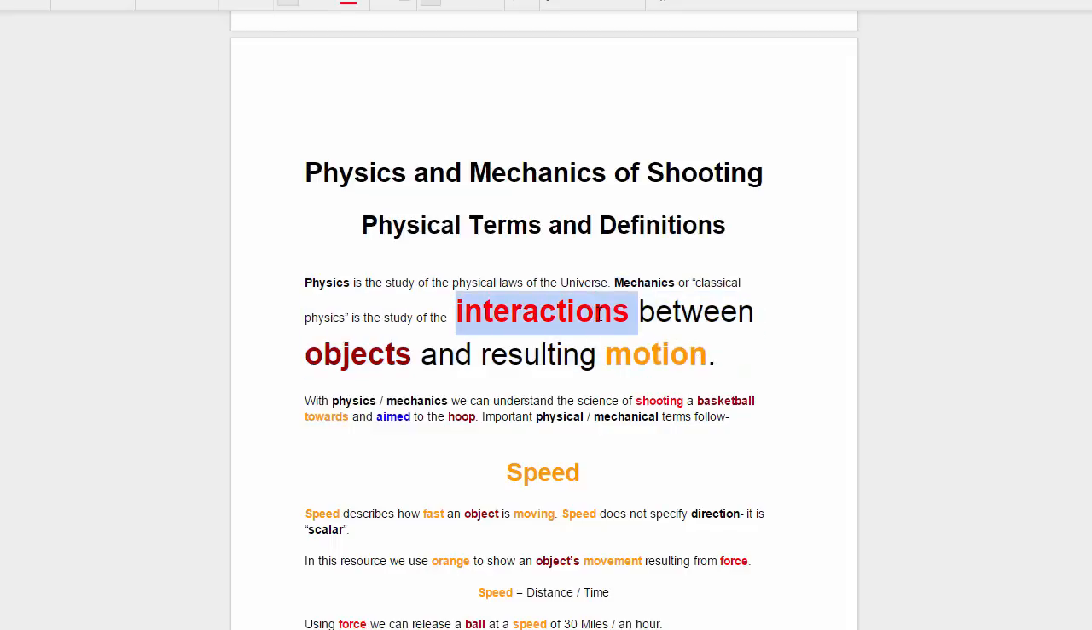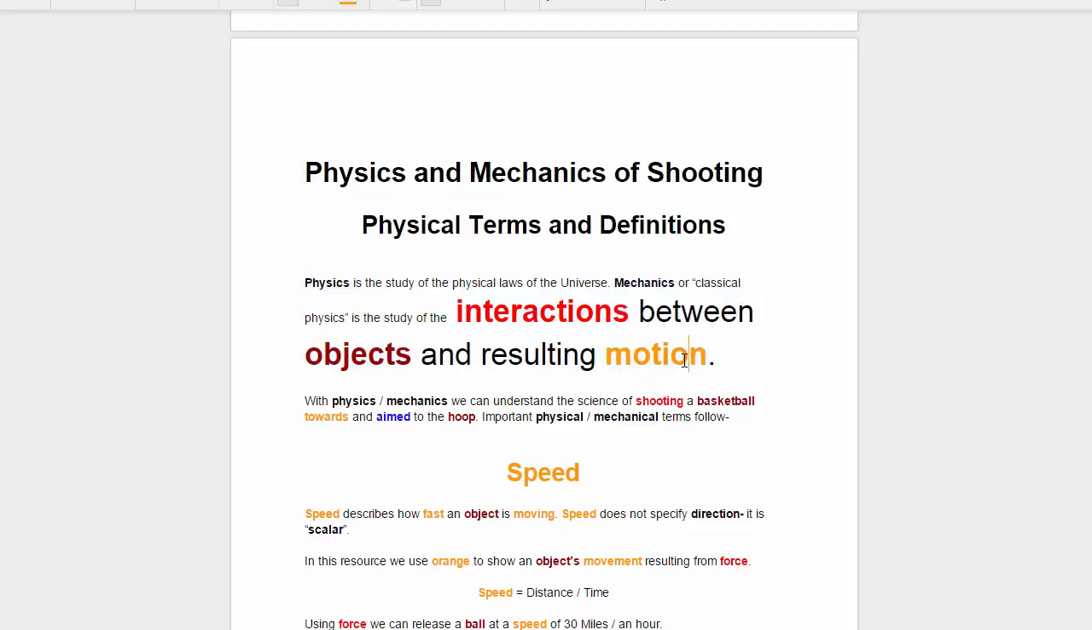Interactions, force interactions are in red. This can be a push, a pull, anytime two objects are working on each other, or pushing on each other, pulling on each other, causing movement. Any kind of object we have in dark red. So me, you, the ball, the hoop, the earth, the ground have mass. Mass is dark red.